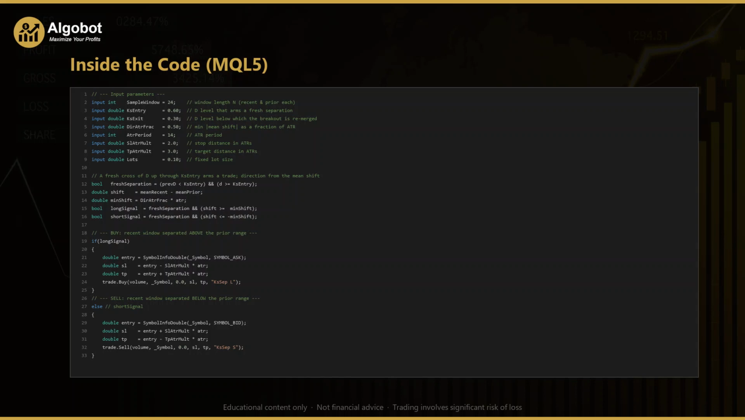Below the inputs is the heart of the logic. The Boolean called fresh separation is true only when D on the previous bar was below KsEntry and D on this bar has reached or passed it, and that's the crossing we discussed.